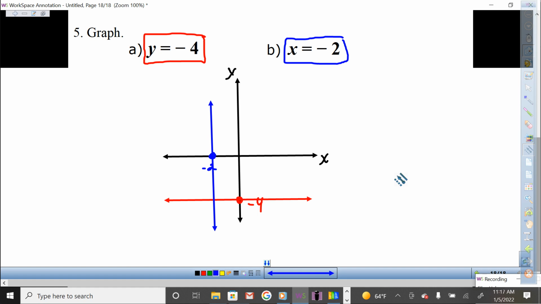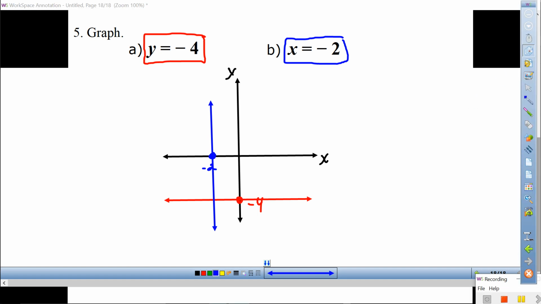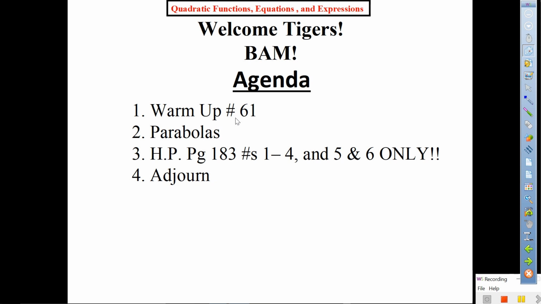Got it? All right, copy the agenda for today. Here we go. Our agenda for today: warm-up number 61, Parabolas. And tonight's home play is page 183, numbers 1 through 4. And I'm going to give you 2 more problems that are going to pop up on the screen in a little bit, numbers 5 and 6 only. So copy that, please.